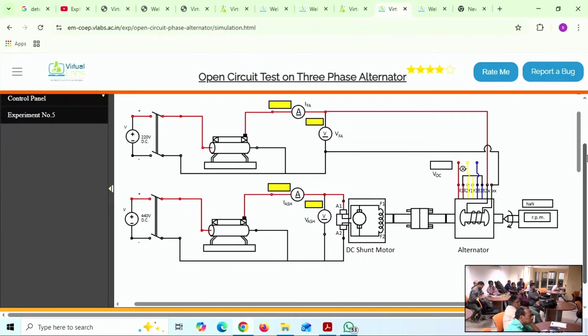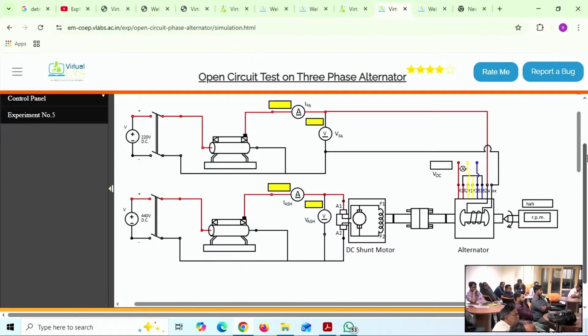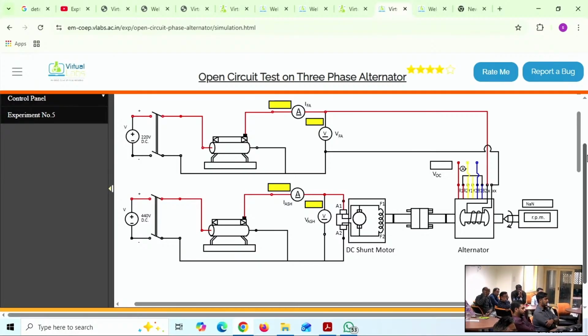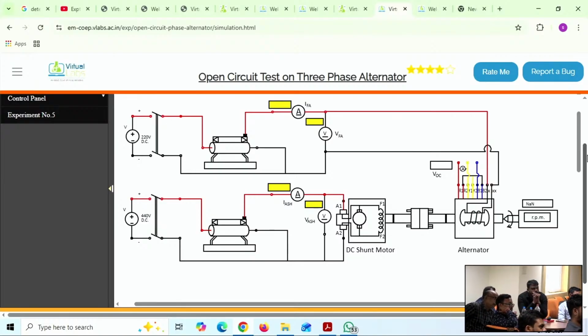Field current and what voltage? Open circuit voltage. Again, we did not give any field first. We did not understand this point. These are some small points to be taken care of while doing the experiment, and only then will we get to know.